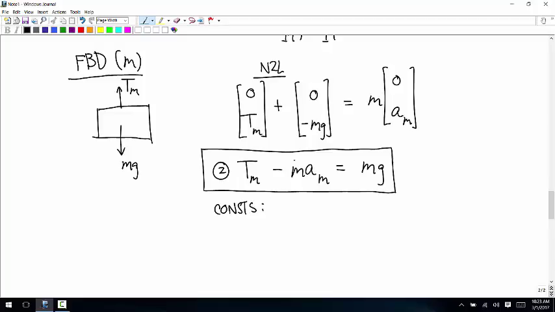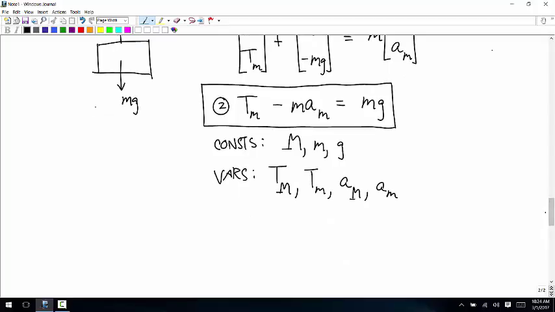The constants now, we've also included this little m, so we have a big M, a little m, and a g. And the variables are T sub big M, T sub little m, A sub big M, and A sub little m. Okay, so we have four variables and two equations.